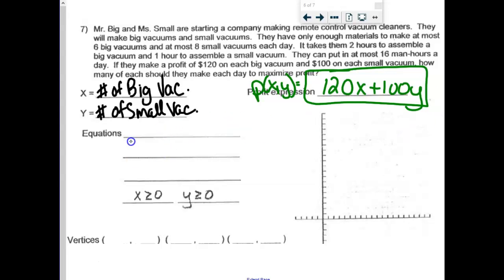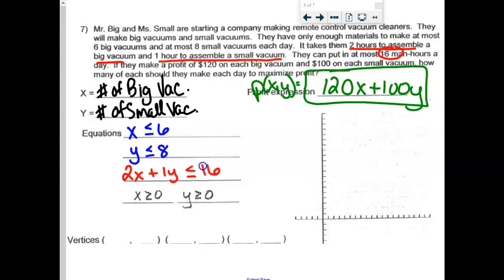Okay, let's talk about our constraints. The very first one says we can only make up to 6 big vacuums, so big vacuums has to be less than or equal to 6. The small vacuums, at most 8, so y has to be less than or equal to 8. And then the last constraint has to do with the amount of time available. 2 hours for a big vacuum, 1 hour for a small vacuum, and they can throw up to 16 hours in. So less than or equal to 16.